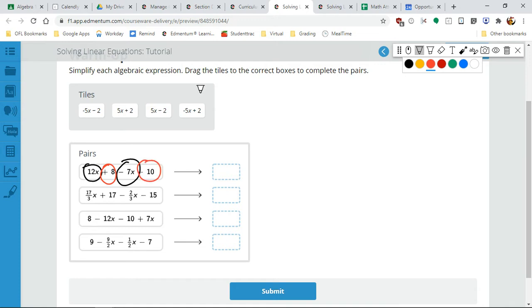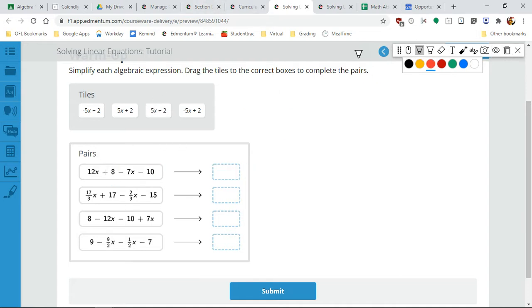So here I'm saying, what's 12x minus 7x? How many x's do I have left? If I combine these two, I'm going to have 5x's left. And because I have 8 positives and 10 negatives, this number is bigger, so I'm going to be left with a negative number, and that's going to be 2. So my answer is going to be 5x minus 2. That's usually how I remember it.